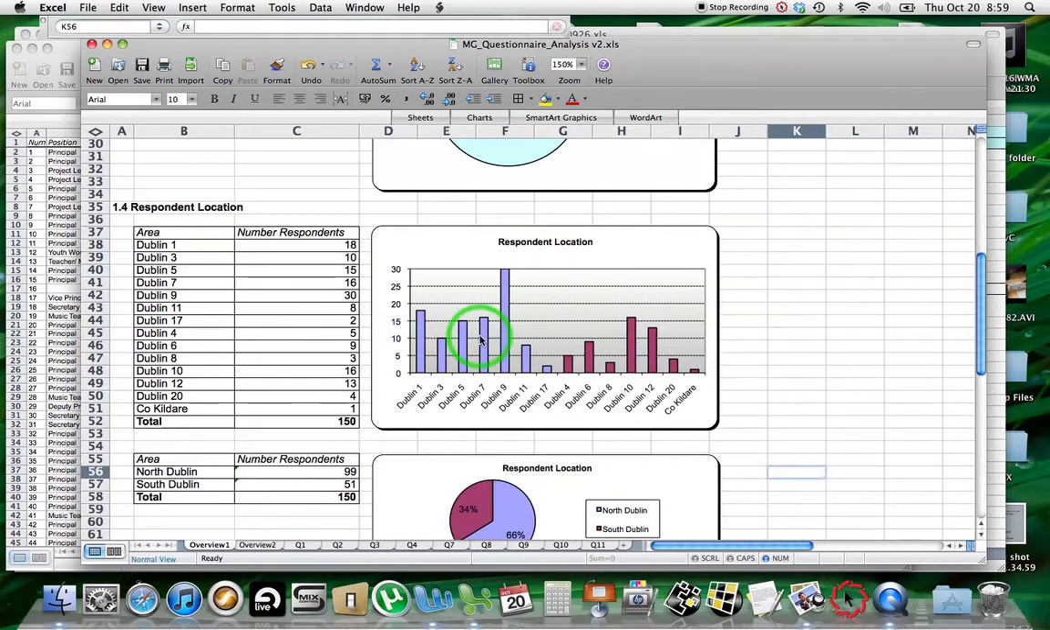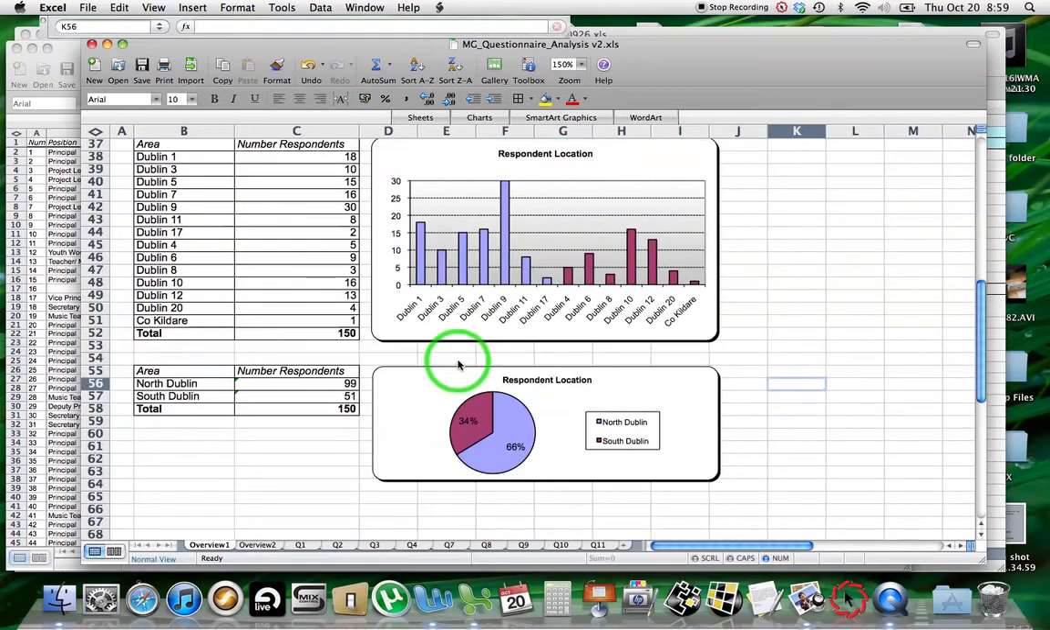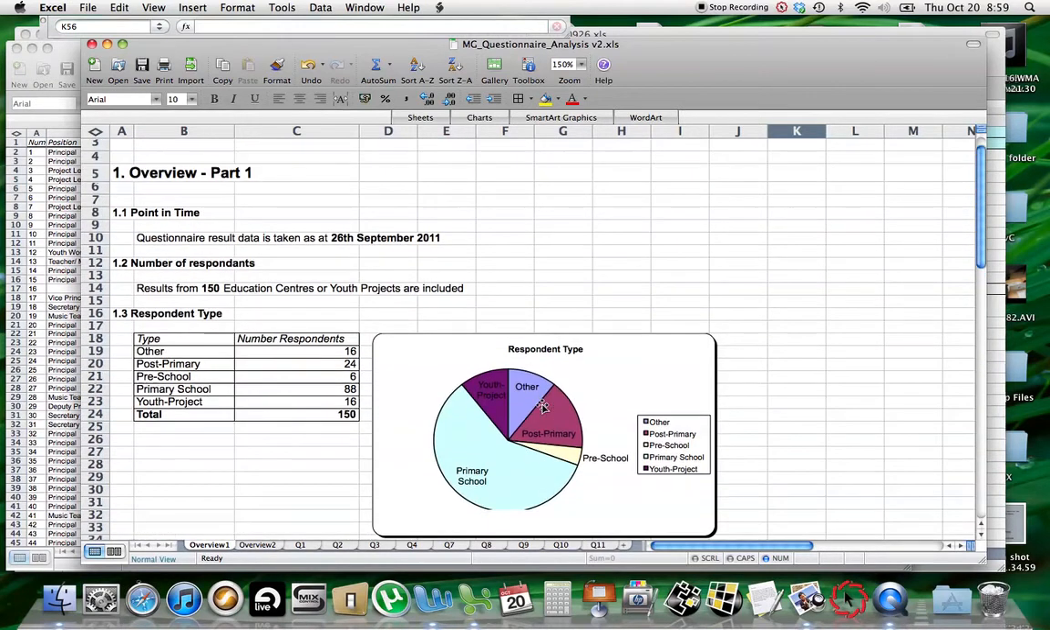areas in Dublin that were covered. You could see that there's a lot of response from Dublin 9. There was a bit of a crossover between two of the areas, so a lot of areas got hit there, a lot of schools got hit there. And we've got more respondents in the north side than the south side at the moment. Okay, so that's just a quick overview of what we're looking at.